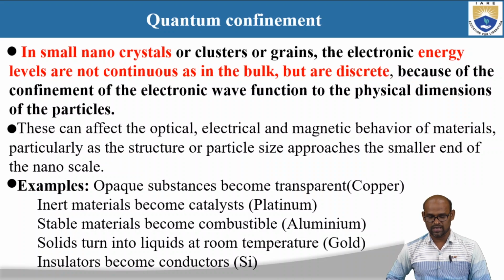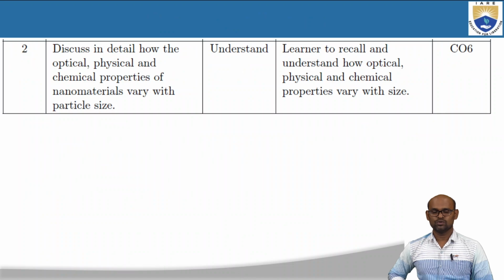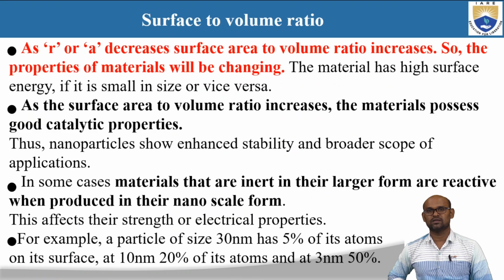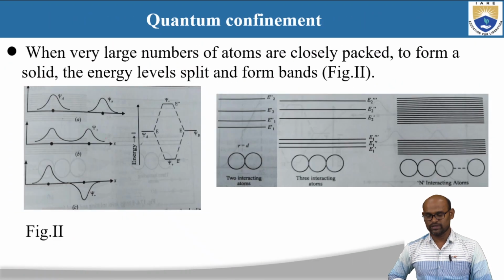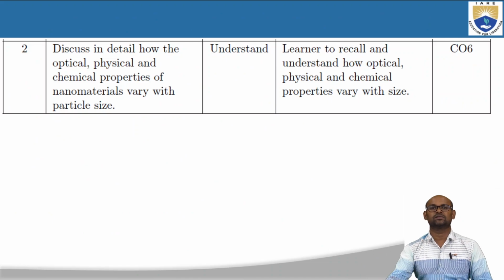Examples: opaque substances become transparent, inert materials become catalytic, stable materials become combustible, solids turn into liquids at room temperature, and insulators become conductors. So quantum confinement can give rise to these kinds of changes in properties, similar to the surface to volume ratio. These are the two important factors that affect the properties of nanomaterials compared to bulk materials.